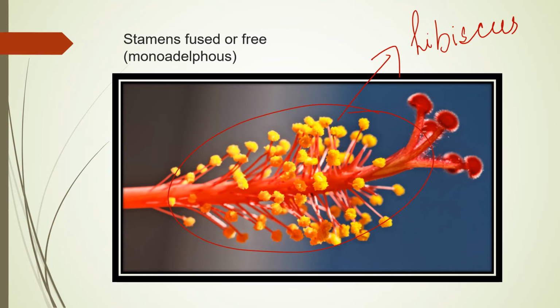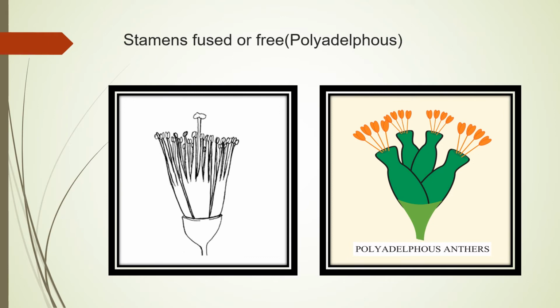Now in the next slide, we can see polyadelphous. So what does this term polyadelphous mean? The anthers may be free, but the filaments are always united. You can see here the filaments are united in bunches of 4. The filaments are always united. Examples like mustard and bombax are called polyadelphous. See here, the filaments are always united in bunches.